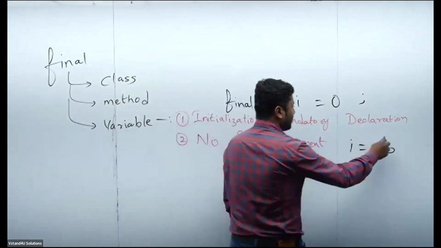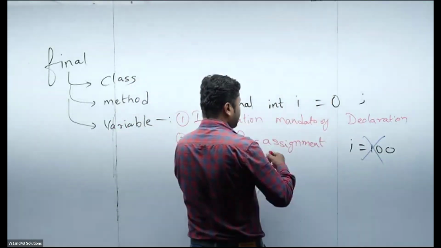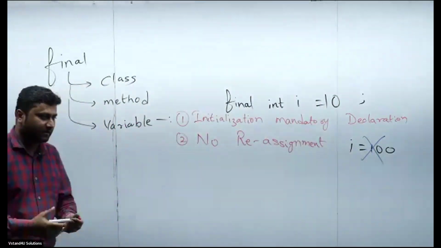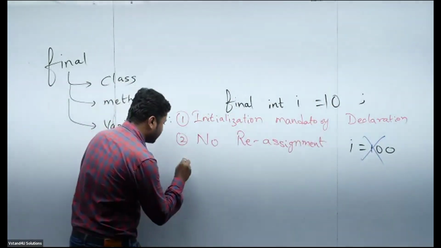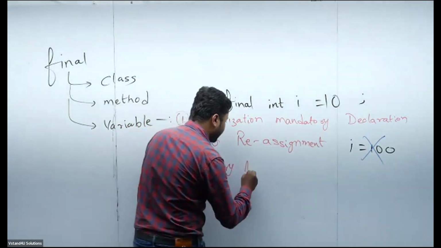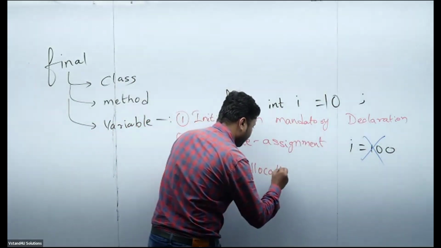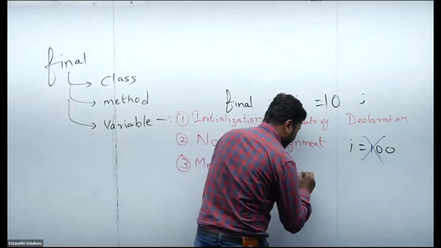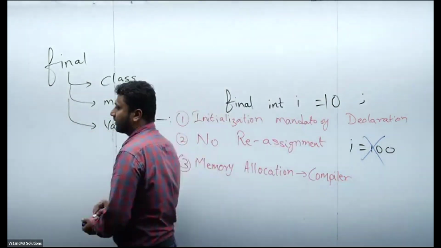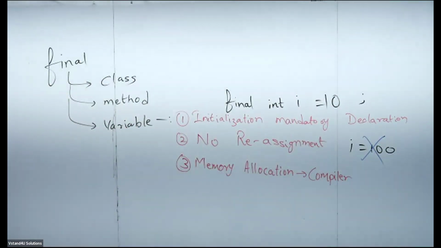Let me use this value as 10 over here. Third, memory allocation will be done by the compiler. I hope all of you are clear. These are the three things about a final variable.